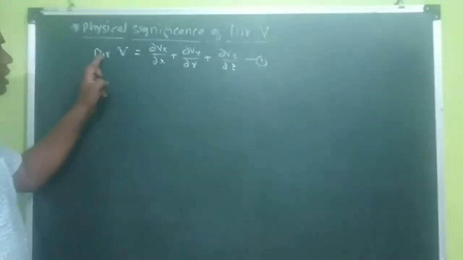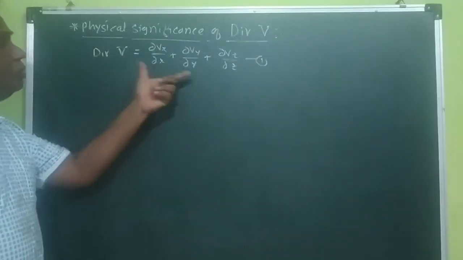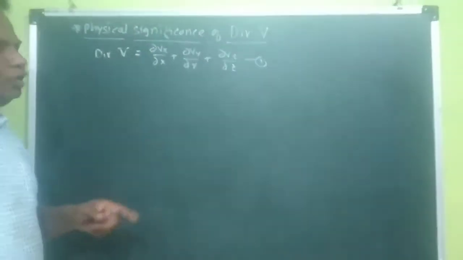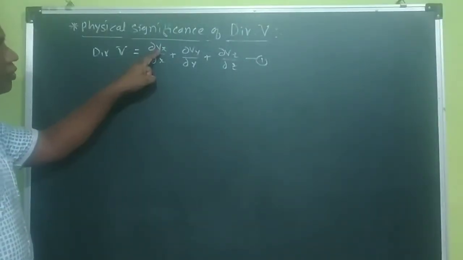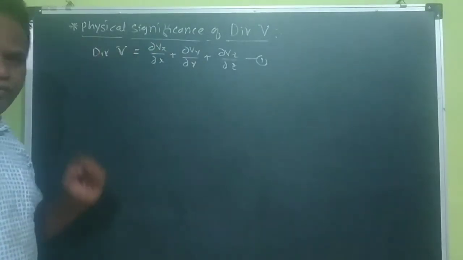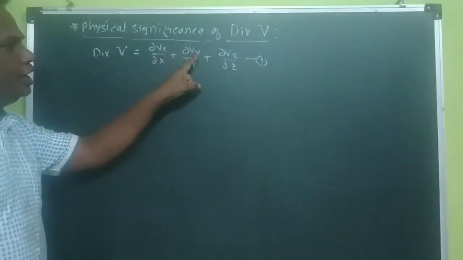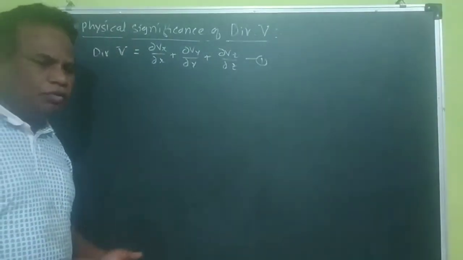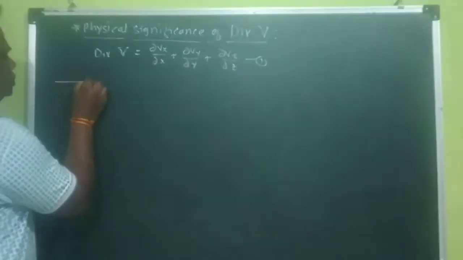What is the physical significance? Physical means what it represents, what it explains, how it explains the variation of this vector field V along x direction, along y direction, along z direction. To see the physical significance, we are going to use a solution. First of all, we are going to consider one rectangular parallelepiped. Parallelepiped means it is like a box.